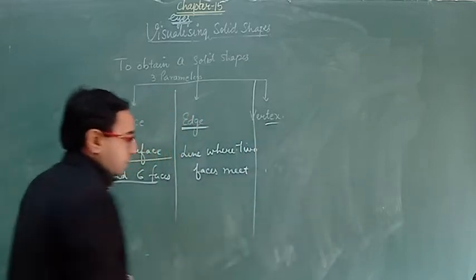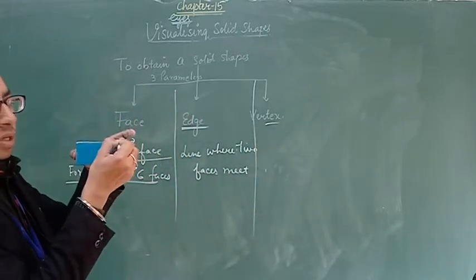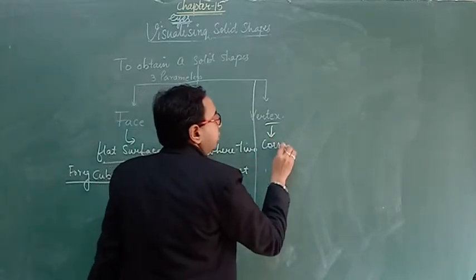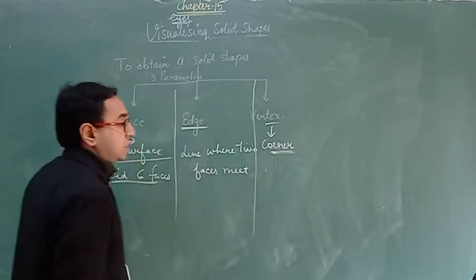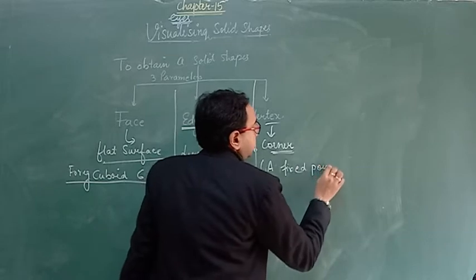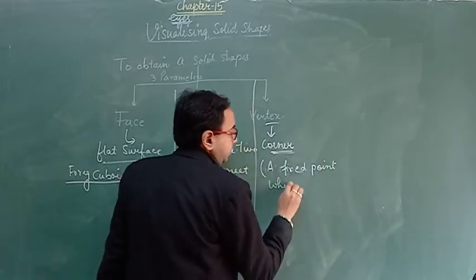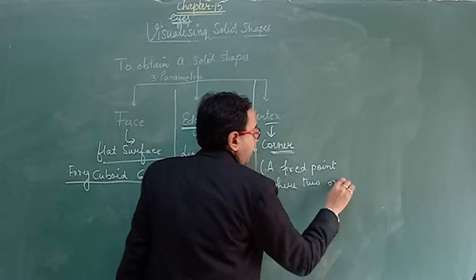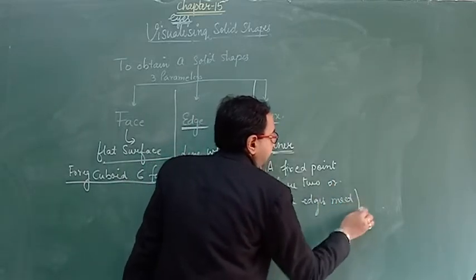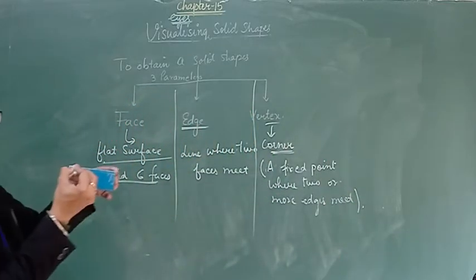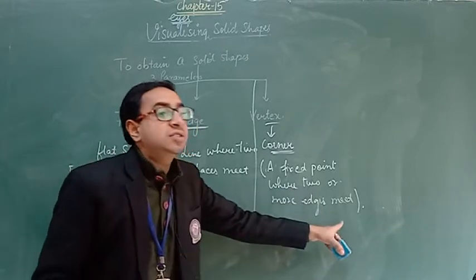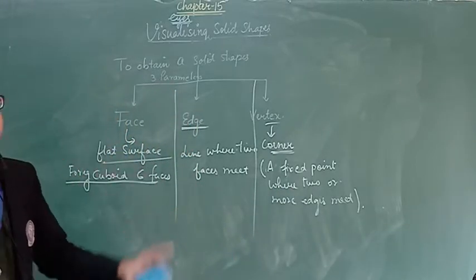Next, vertex. This is a vertex. This is a vertex. This is a vertex. Another name for vertex is corner. Now understand, what is a vertex? A fixed point where two or more edges meet. This is the vertex. How many edges are meeting? 1, 2 and 3. That is why I am saying two or more edges meet. That makes it a corner or a vertex.